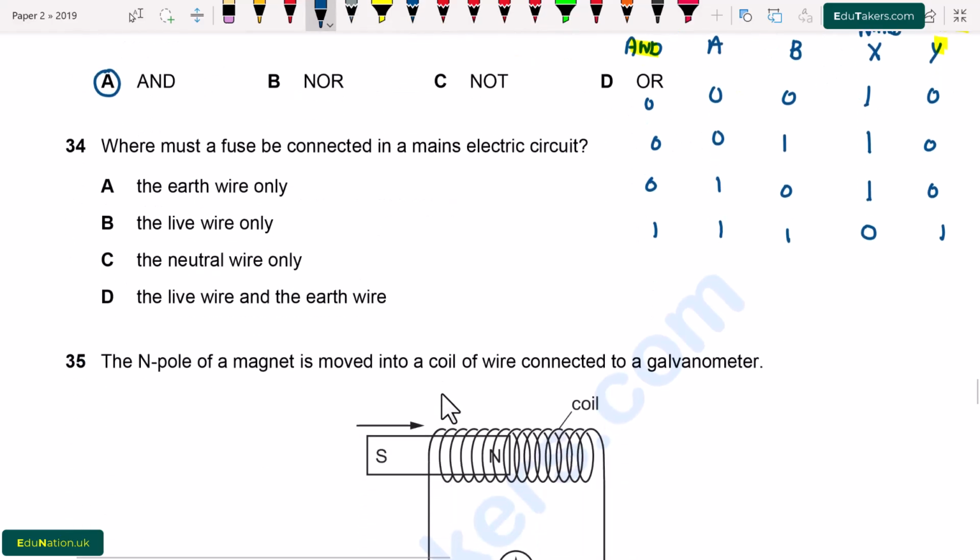Question number 34. Where must a fuse be connected in a mains electric circuit? Option A, the earth wire only. B, the live wire only. C, the neutral wire only. D, the live wire and the earth wire. So here the fuse must be connected with the live wire only. Option B is correct.